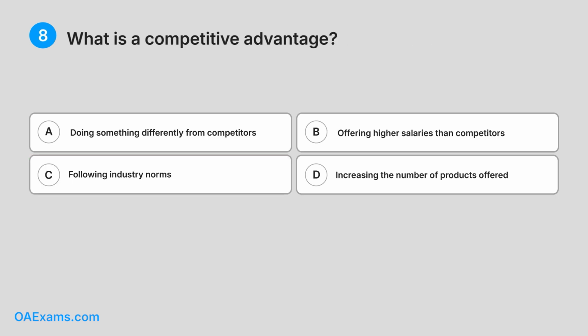8. What is a competitive advantage? A. Doing something differently from competitors. B. Offering higher salaries than competitors. C. Following industry norms. D. Increasing the number of products offered. Do you know the answer?